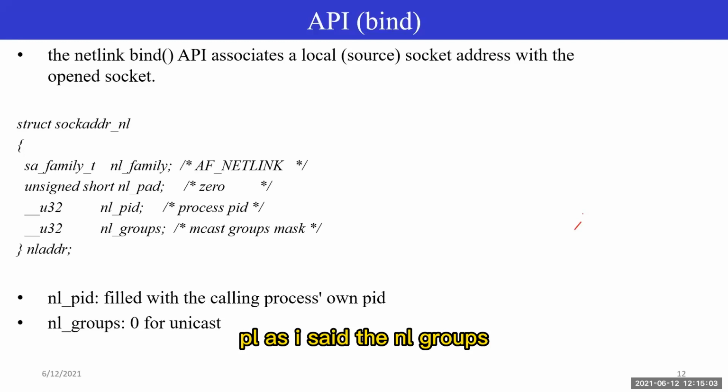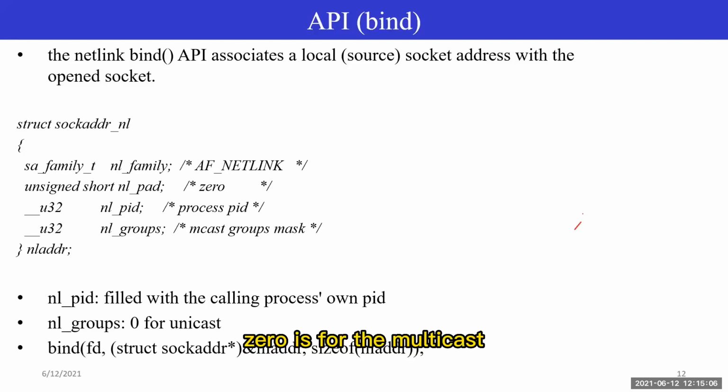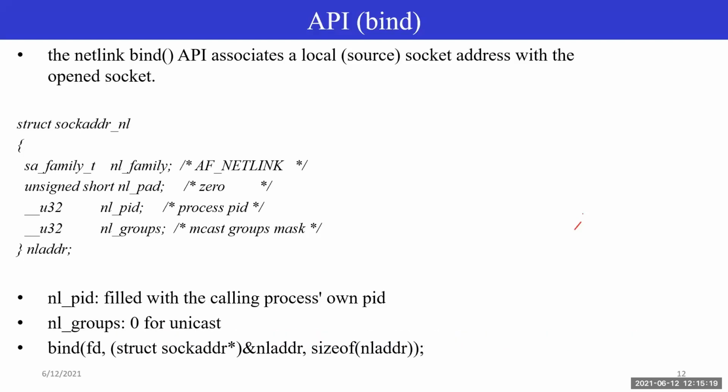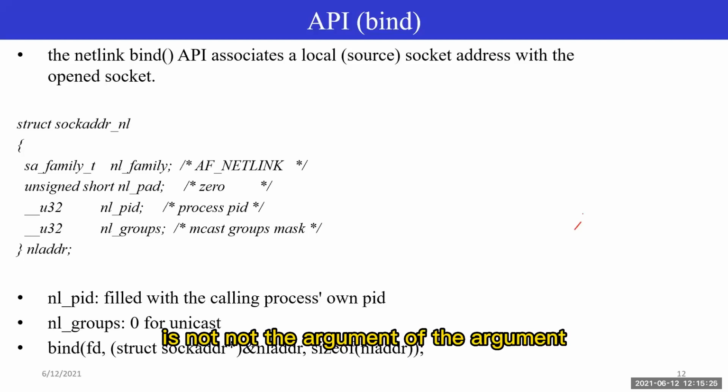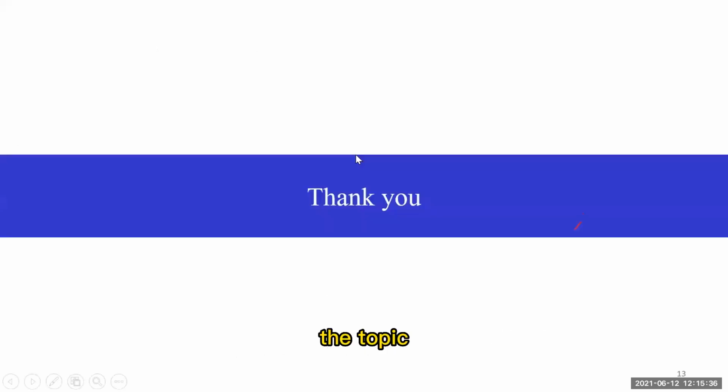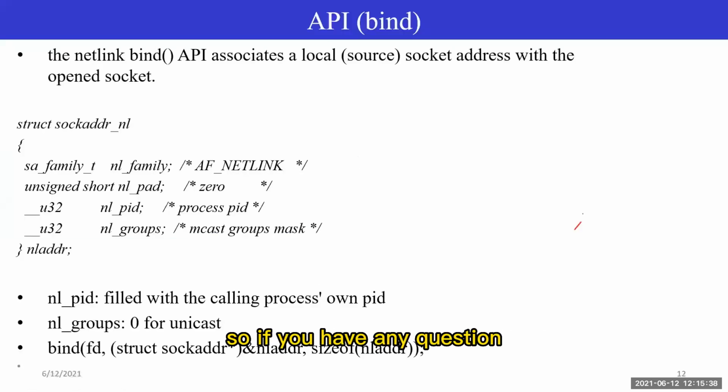As I said, the NL groups 0 is for unicast, and then you can call the bind API something like this. This is very much similar to the other bind calls. So here also we are calling it, the only difference is the argument values, not the argument type. So that is more or less done for this topic. That was the last slide. So if you have any questions, we can discuss.